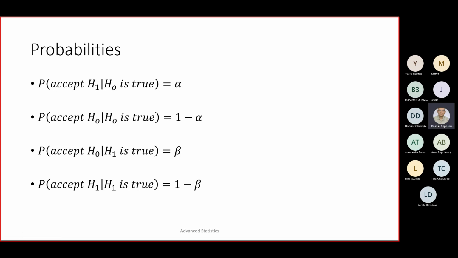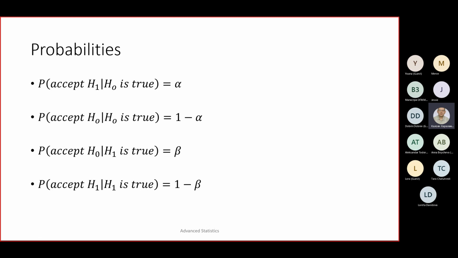So we want this alpha and this beta to be as small as possible. But unfortunately, these probabilities, alpha and beta, are opposite. If alpha decreases, then beta increases. And in opposite, if beta decreases, alpha increases. So we cannot minimize both probabilities. If we minimize one of them, we will increase the other.